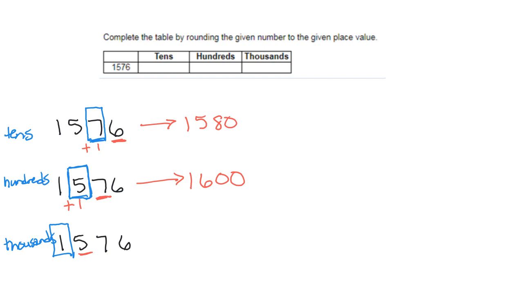The last one is rounding to the thousands position. So we have the number 1 in that thousands position. The number to the right is 5 or greater. So that means we will add a plus 1 to that place value. So this number will round to 2,000. All right, and let me fill out our table then. So we have 1,580 for the tens position, 1,600 for the hundreds position, and 2,000 for the thousands position.